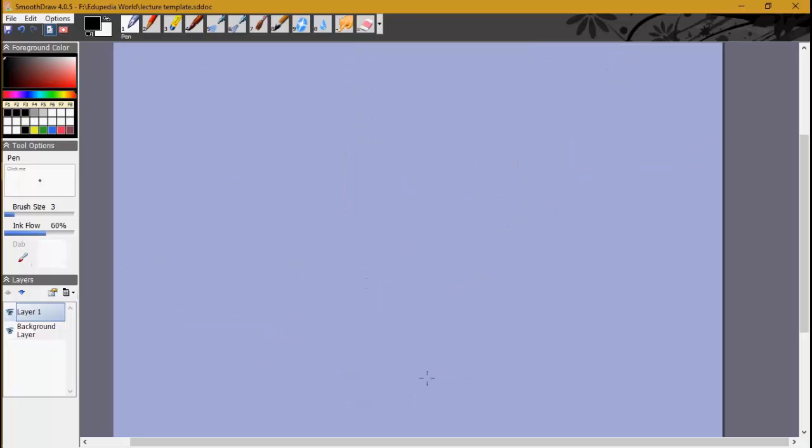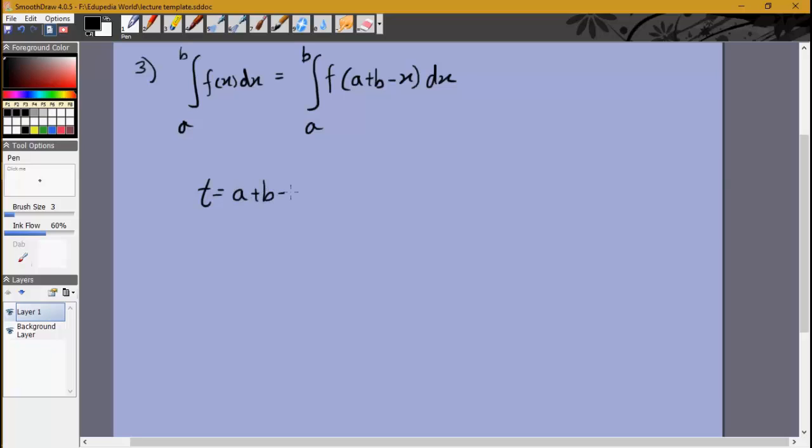Another important property: the integral from a to b of f of x dx is also equal to the integral from a to b of f of a plus b minus x dx. So we basically change the function and replace x by a plus b minus x, where a and b are the lower and the upper limits. Now we can prove this easily. Let's take t equal to a plus b minus x. We get dt is equal to minus dx.